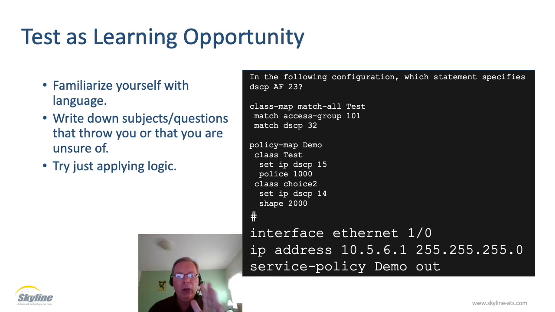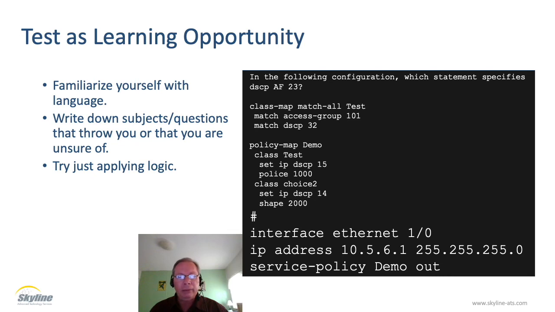If I didn't know QoS and I saw the question you see on the right, you notice it's saying in the following configuration, which statement specifies DSCP AF23? And then you don't see AF23 down there. And you may say to yourself, what's AF, right? It stands for assured forwarding, but you may say to yourself, I don't know. Write it down on your scratch pad.